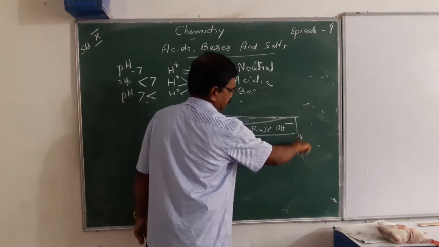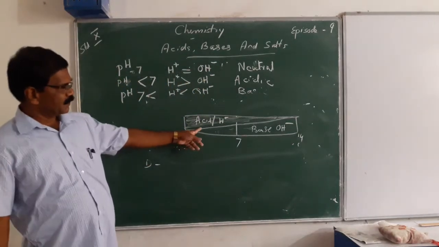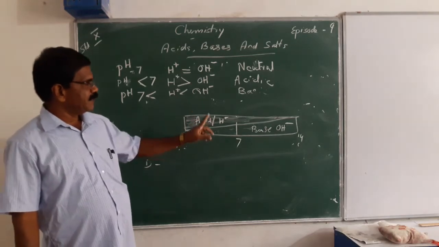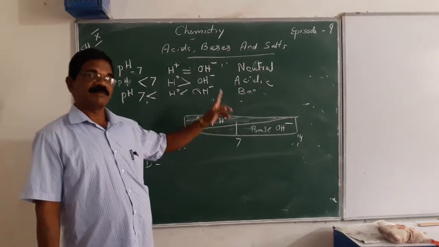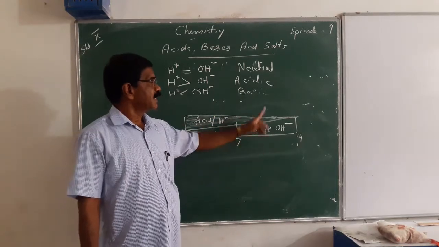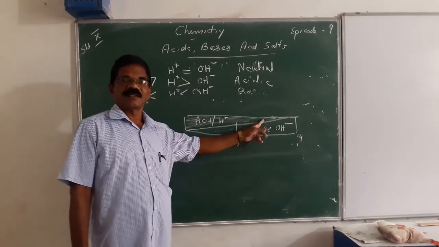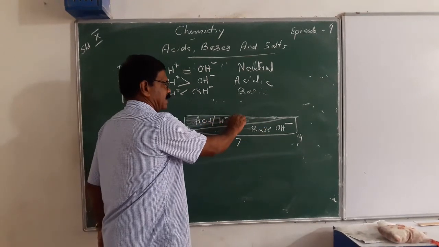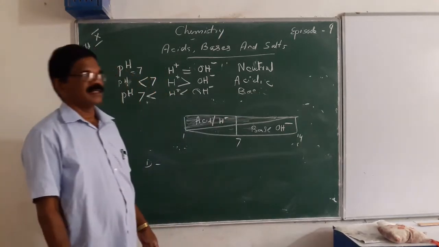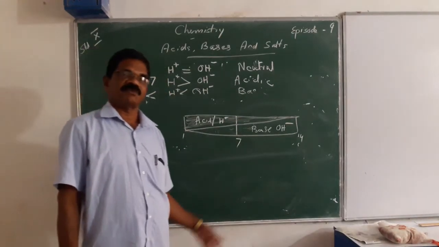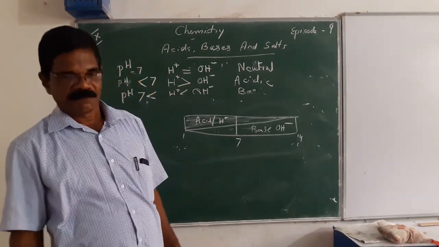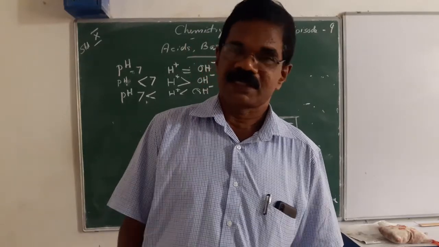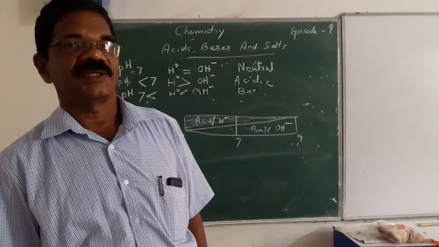Then we can conclude how the pH varies, and the relation between the pH scale and hydrogen ion concentration, and between the pH scale and hydroxide ion concentration. 7 is the middle point. Whose pH value is 7? Pure water. You read this passage, and we will see the uses of the pH scale in daily life in the next class. Thank you all.